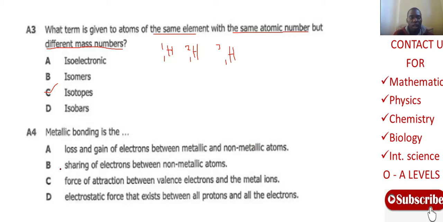B says sharing of electrons between non-metallic atoms. So this one is covalent or molecular bonding. Then force of attraction between valence electrons and the metal ions. This is what metallic bonding is.